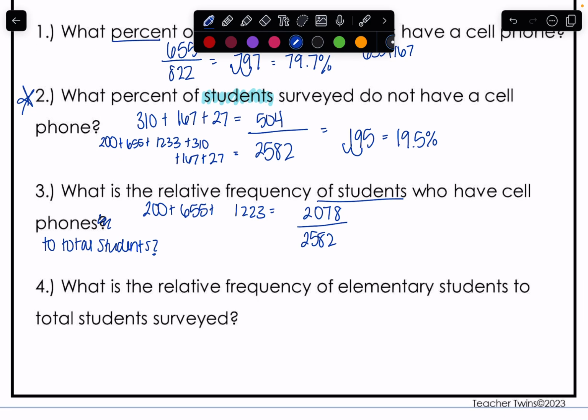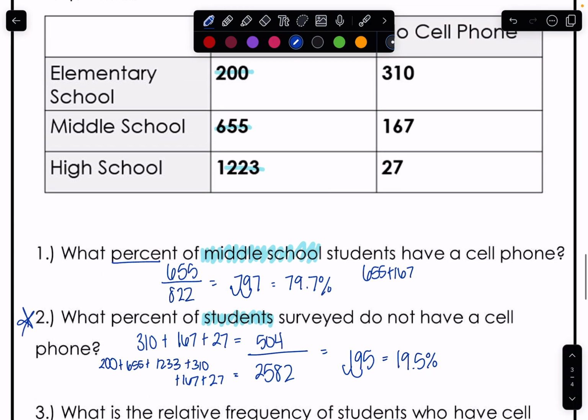Okay, so then number 4, this one looks a little bit better. What is the relative frequency of elementary students to total students surveyed, right? So we have the two comparison, right? How many elementary students do we have to how many total students do we have? So let's go ahead and answer the first part.